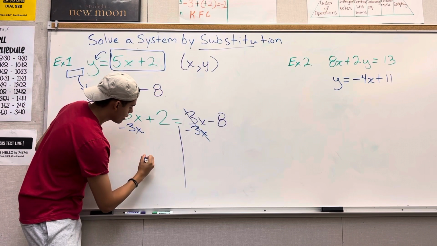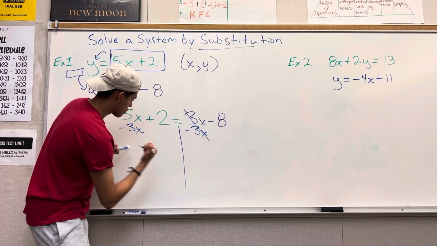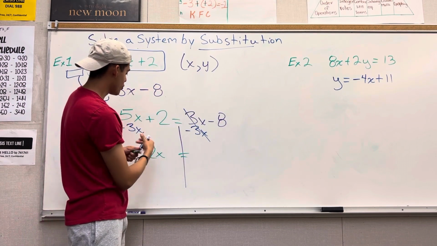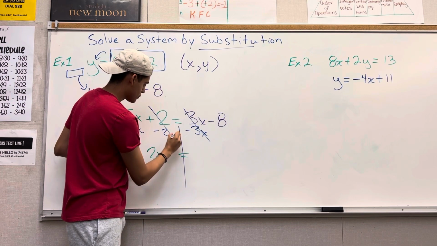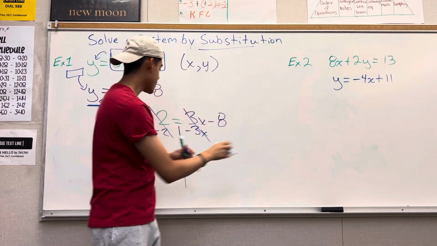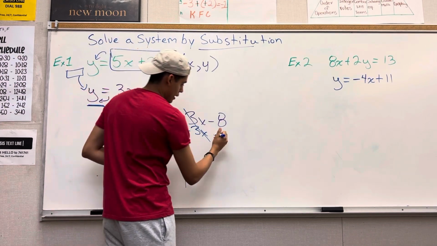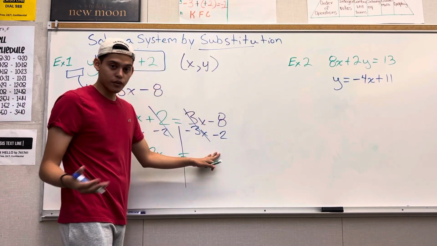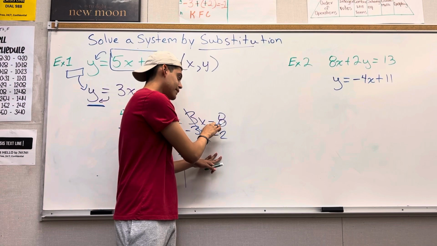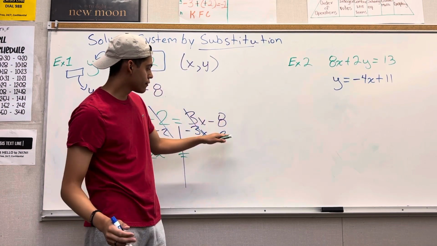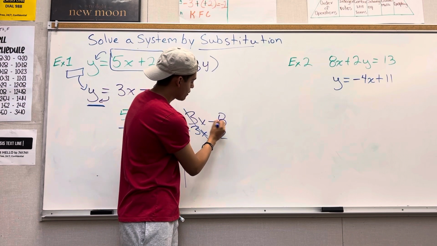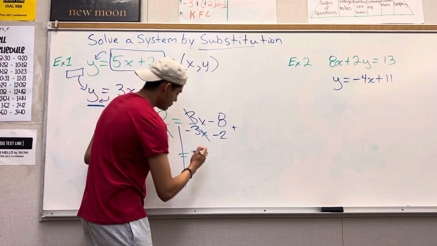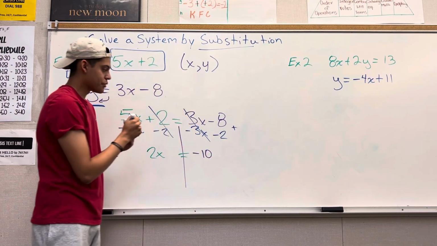5x minus 3x would give you 2x right here. And then this plus 2, we're going to do the opposite, which is minus 2, because we want to move the regular numbers to the right side. So this positive 2, we're going to subtract 2, and what you do to one side, you do to the other side, as hopefully you remember. If not, hopefully this is a good refresher. So negative 8 minus 2, remember, you can also just do negative 8 plus negative 2, which would give you negative 10.